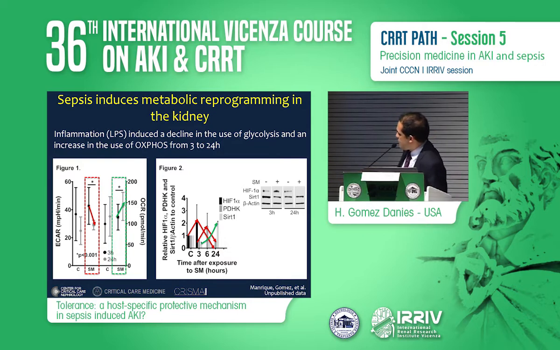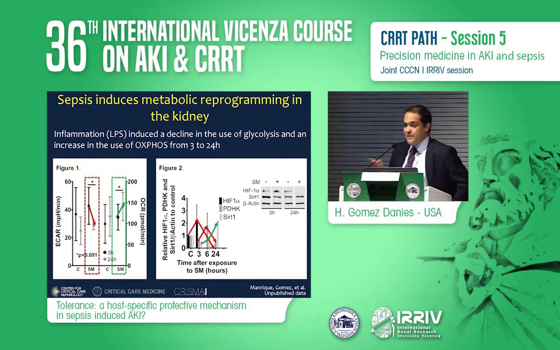And this is a little bit of a complicated slide, but I'll walk you through it. This extracellular acidification rate is a surrogate for utilization of glycolysis, and oxygen consumption rate is a surrogate for utilization of oxidative phosphorylation. And I want you to focus on these two. And what happened was that from 3 hours to 24 hours, these cells started decreasing the utilization of glycolysis and increasing the utilization of oxidative phosphorylation, again suggesting that there was this biphasic pattern.